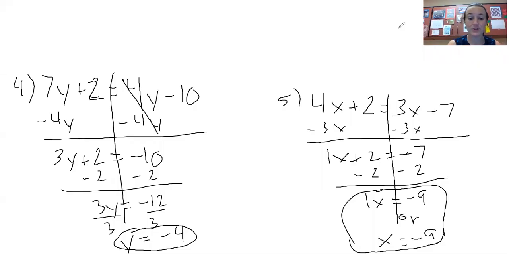4 and 5, how do we do? 4, we end up with y is equal to -4, okay? Hey, make sure this is a -10, that you're dropping down that -10. Otherwise, this eraser is getting thrown at you, okay? Watch those signs. 5, you should end up with 1x is equal to -9, or you could just write it as x is equal to -9.